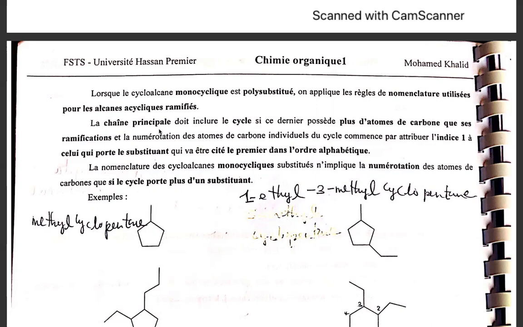Yes. So, la chaîne principale doit être incluse dans le cycle si cette dernière possède plus d'atomes de carbone que ses ramifications, et la numérotation des atomes de carbone individuels du cycle commence par attribuer l'indice 1 à celui qui porte le substituant qui va être cité le premier dans l'ordre alphabétique. Therefore, the cycle will always be the chain principal.